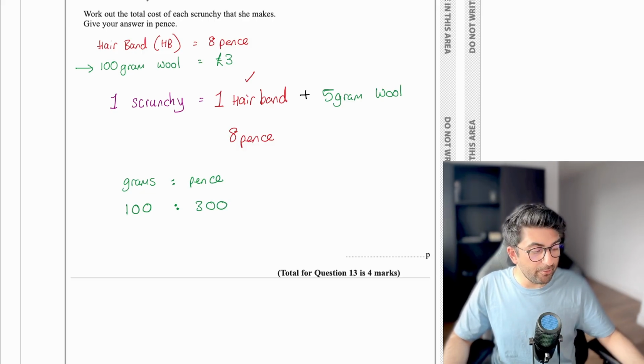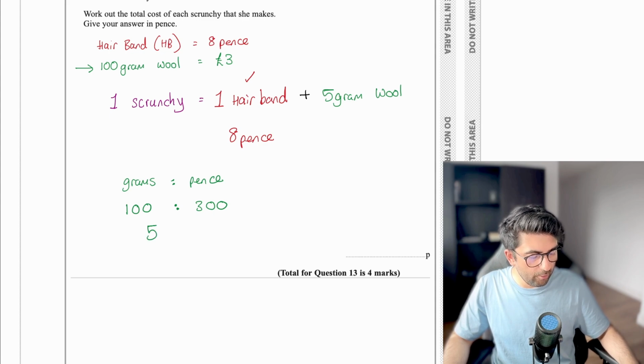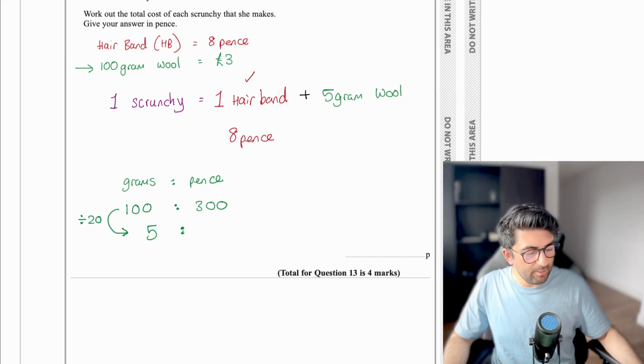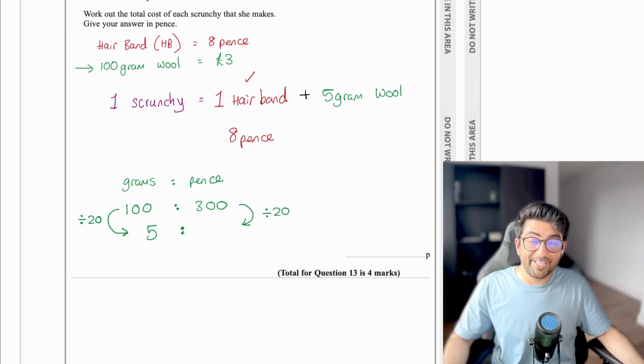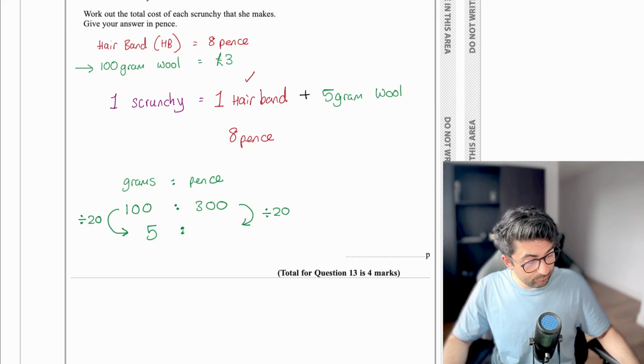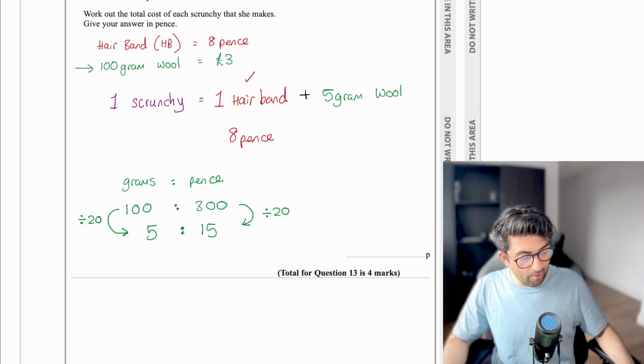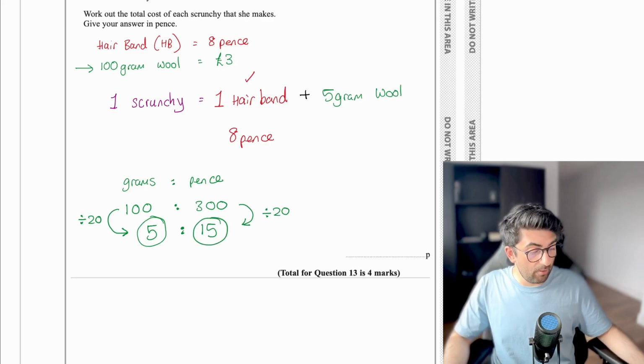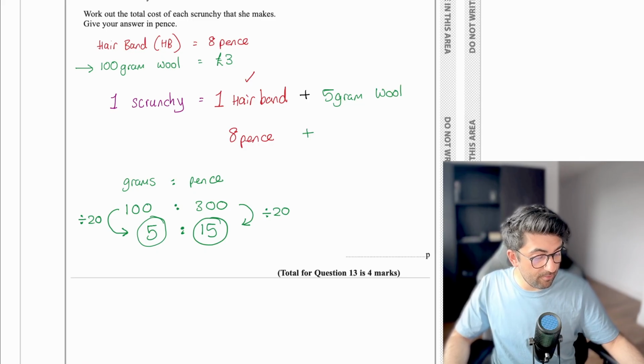And I need to get to 5 grams of wool. So I'll put that here. How am I going to do that? How do I get from 100 to 5? I think that's divided by 20. So I do the same divide by 20 on the other side. 300 divided by 20 is 15. So 5 grams of wool costs 15 pence.